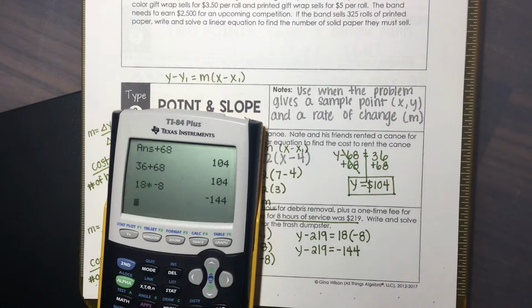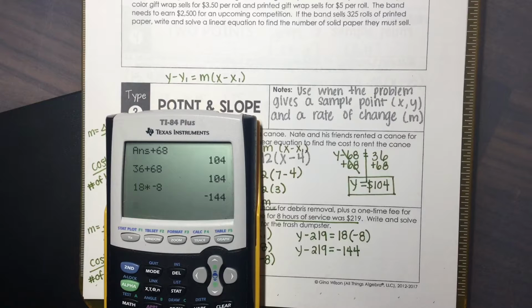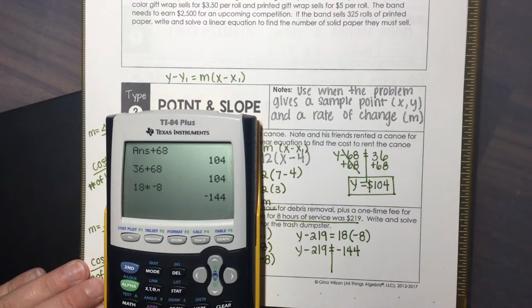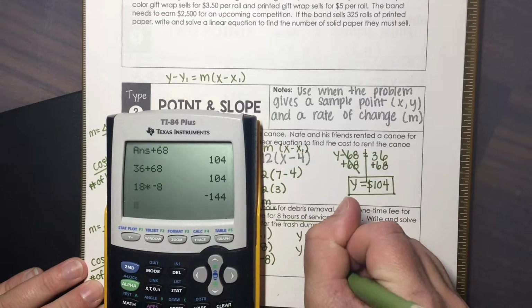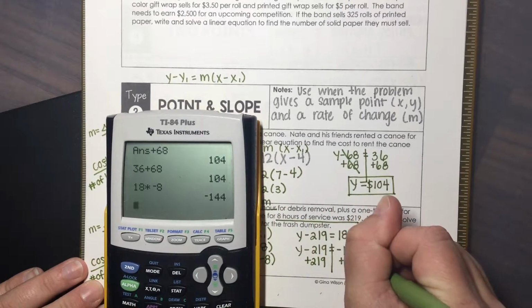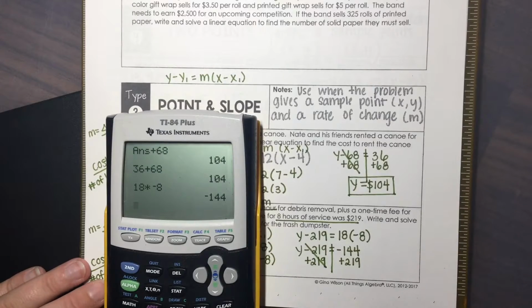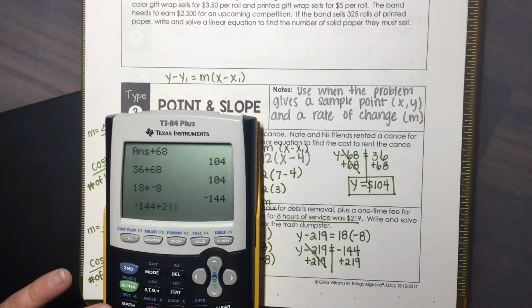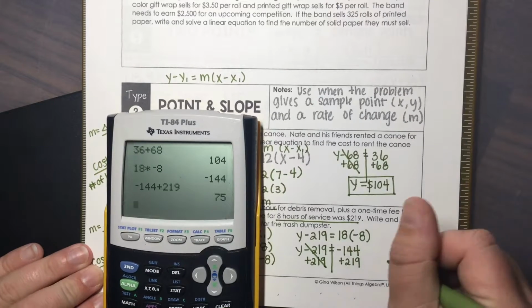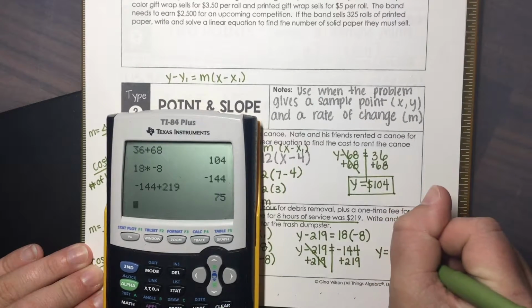Now I've got it down to my one-step equation. So I have y minus 219. In order to get that y by itself, I've got to remove that 219. To do that, I'm going to add 219. Bam, gone. So I do negative 144 plus 219, and I end up getting y equals 75.